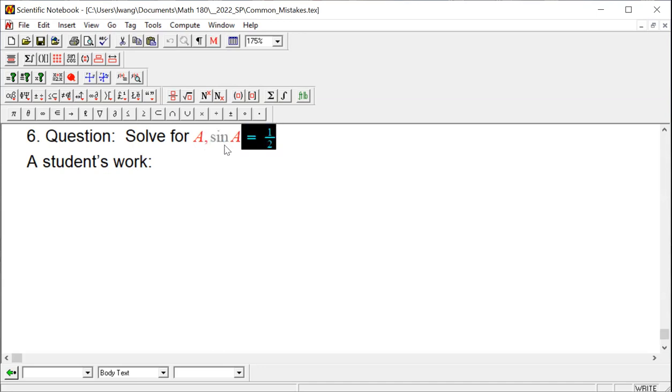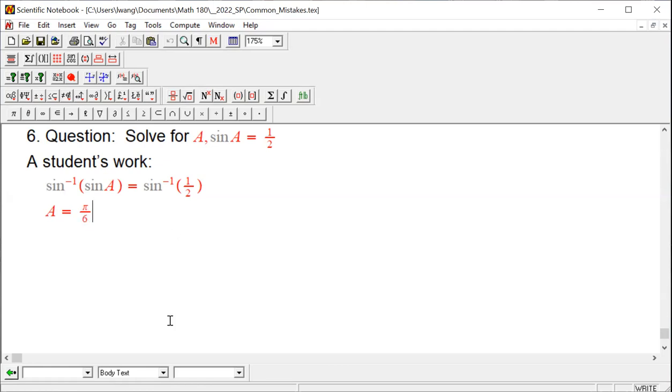And this student will take this equation, and the student will say, hey, I'm going to take arc sine on both sides. And the student says, okay, let's do it, right? So arc sine. And then they will cancel the sine, reading it as sine inverse, which is a terrible mistake, right? And the student says, hey, the answer is pi over 6.